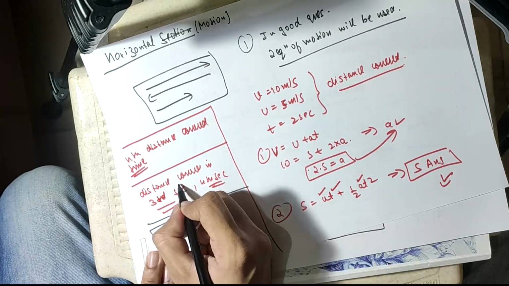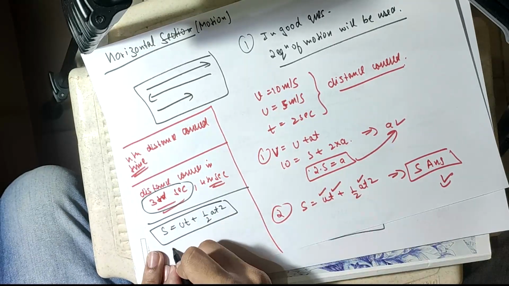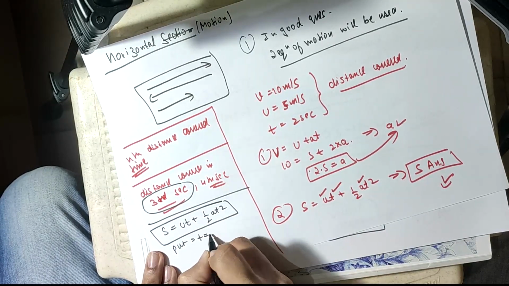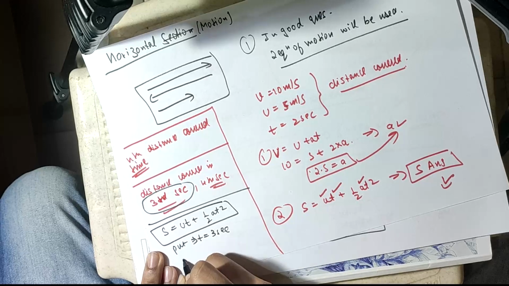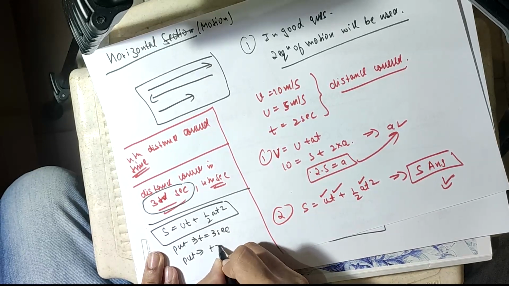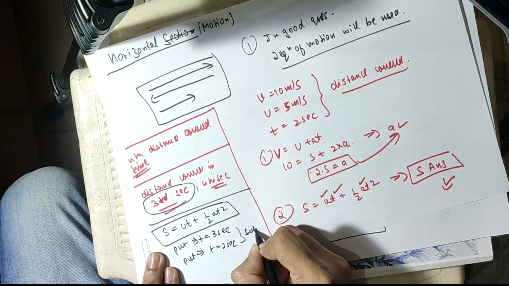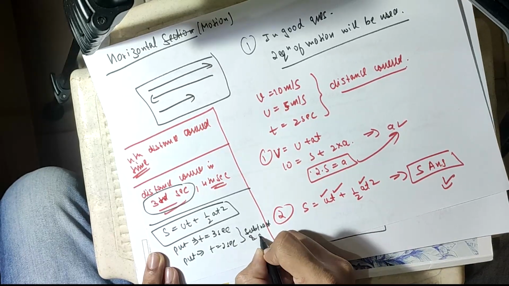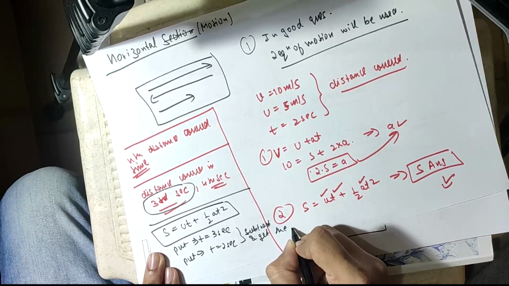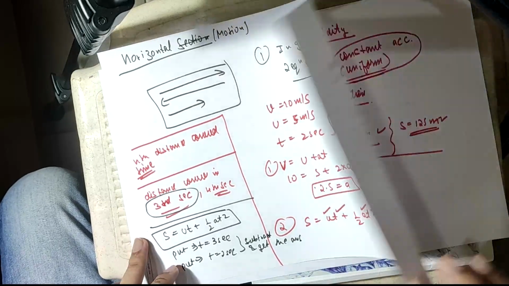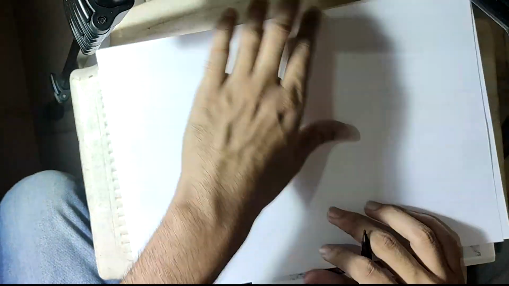Now how to solve? For the third second, what you have to do? Put T = 3 seconds. Then put T = 2 seconds. Subtract and get the answer. I am going to tell you with the help of examples. Listen to it very carefully.